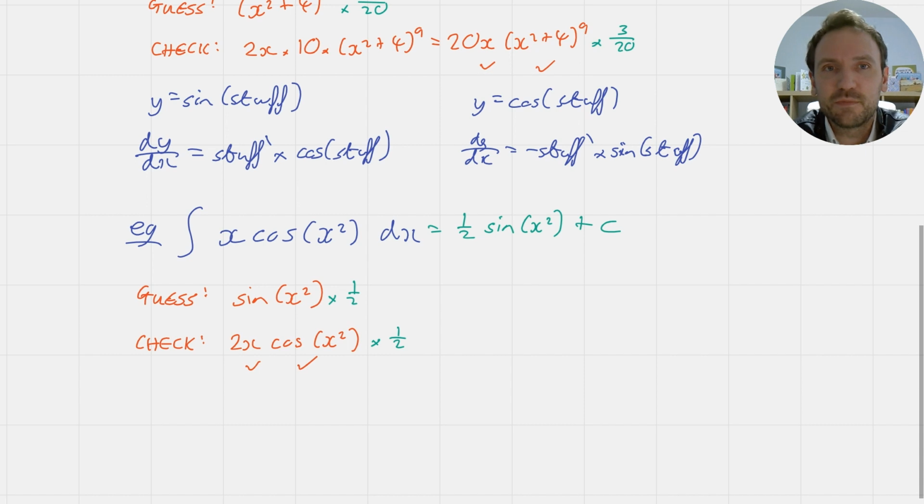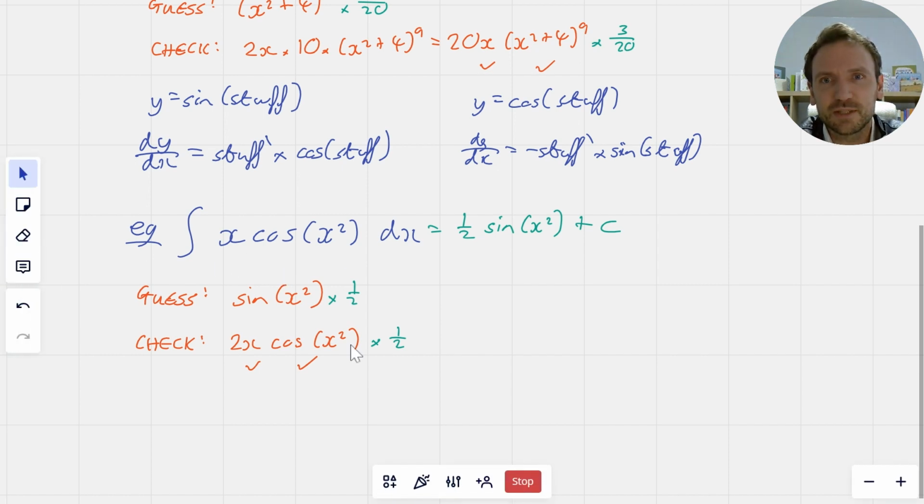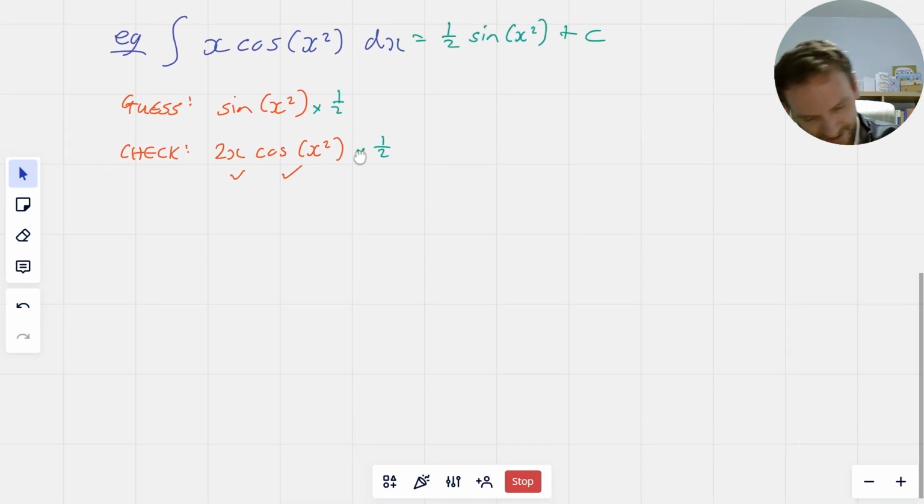And then again, plus c for our constant of integration. What other situations might we have? There's 2 more situations I'm going to try and get through in the next 5 minutes for you.